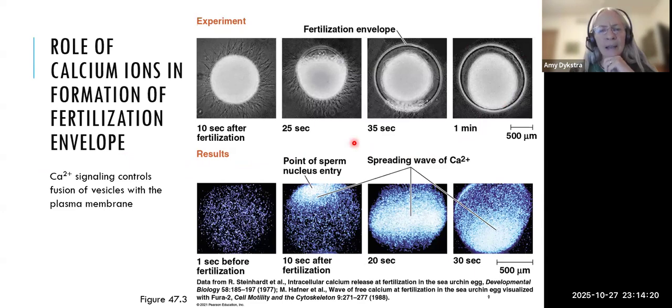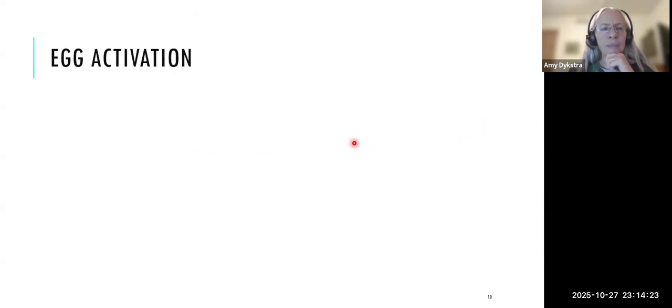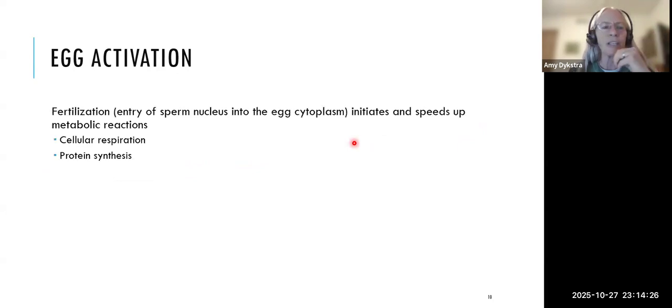Okay, once the sperm enters the egg, once the sperm nucleus enters into the egg cytoplasm, this initiates certain chemical reactions within the cell, and it also speeds up certain chemical reactions. These reactions include cellular respiration, and cellular respiration is what happens inside the mitochondria to produce lots of ATP. And we've learned some of the uses of ATP when we talked about cell signaling, but ATP is used for all kinds of cellular work.